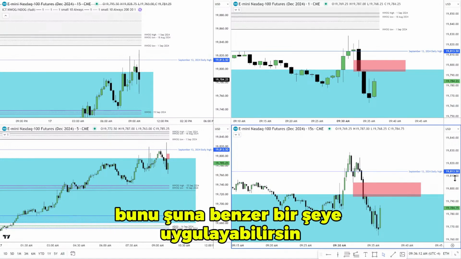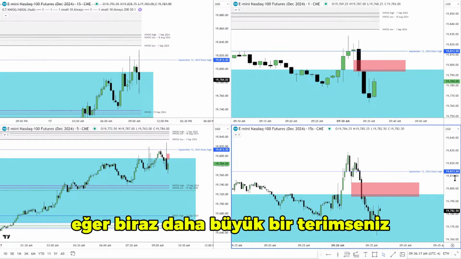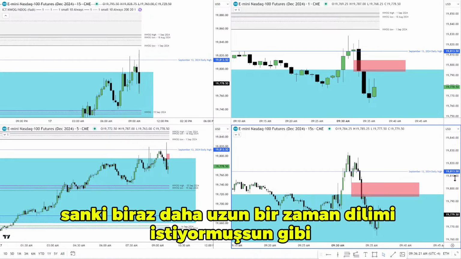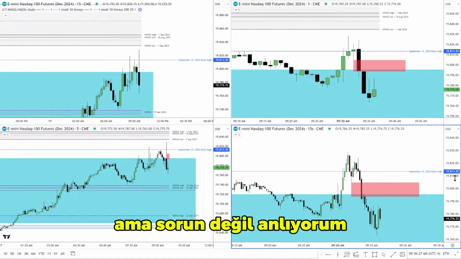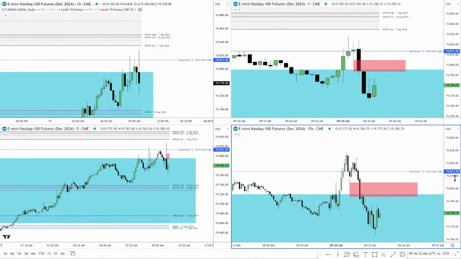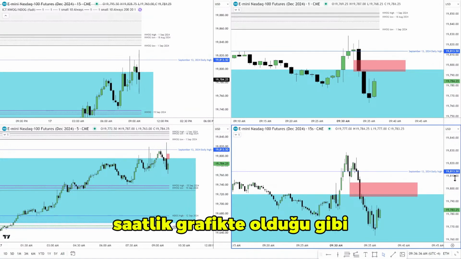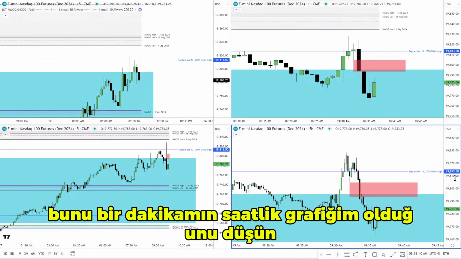You can apply this to something like a 1 hour chart, if you're a little bit larger term trader in terms of the time frames, because you want to have a little bit higher time frame. You believe, foolishly, but it's okay, I understand, that these lower time frames are moving faster, and they're not. They're not moving any faster than any other time frame. But if you'd like to look for setups on an hourly chart, think of my 1 minute as your hourly chart.